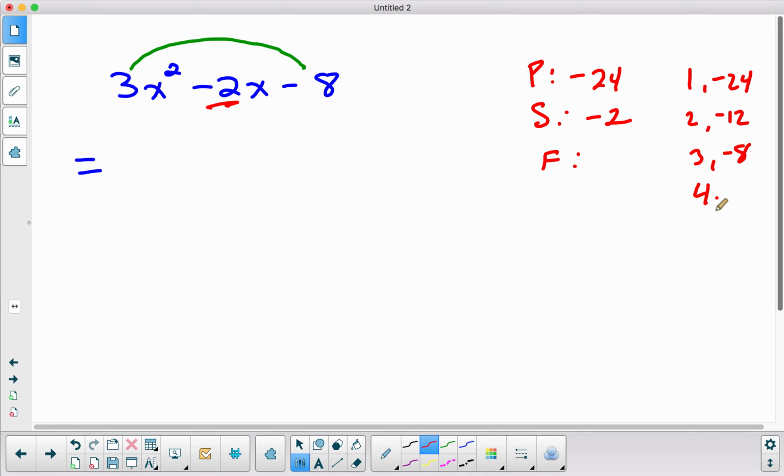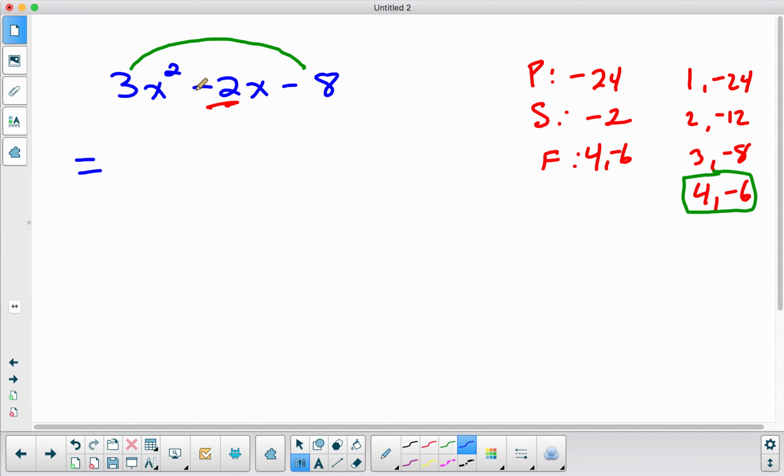Okay, how about another one here? 4 and negative 6. And look at that. 4 minus 6 is negative 2. So those are our numbers that we're going to use to break down, decompose, or rewrite the middle term here. So 4 and negative 6.